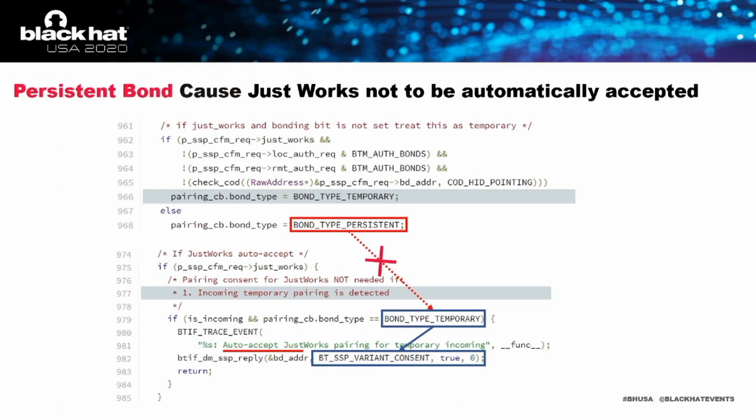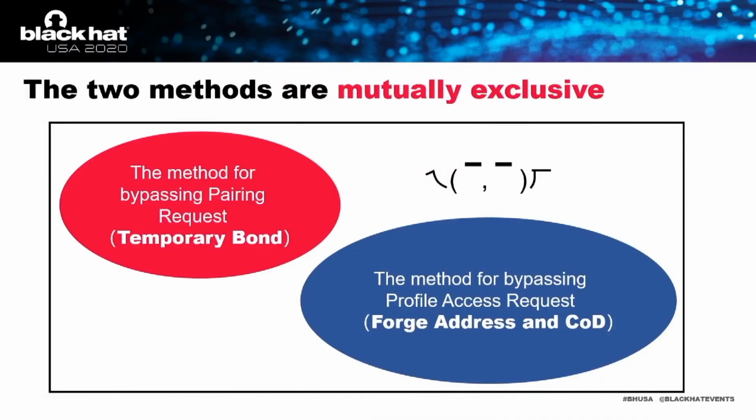The above method does allow us to inherit permissions, but there is another problem. AOSP will also change from the temporary bond to a persistent bond, and the persistent bond will not automatically accept the pairing request. So, these two bypass methods are mutually exclusive. In other words, if we bypass the pairing request, we won't be able to bypass the profile access request. Or, if we bypass the profile access request, we won't be able to bypass the pairing request.